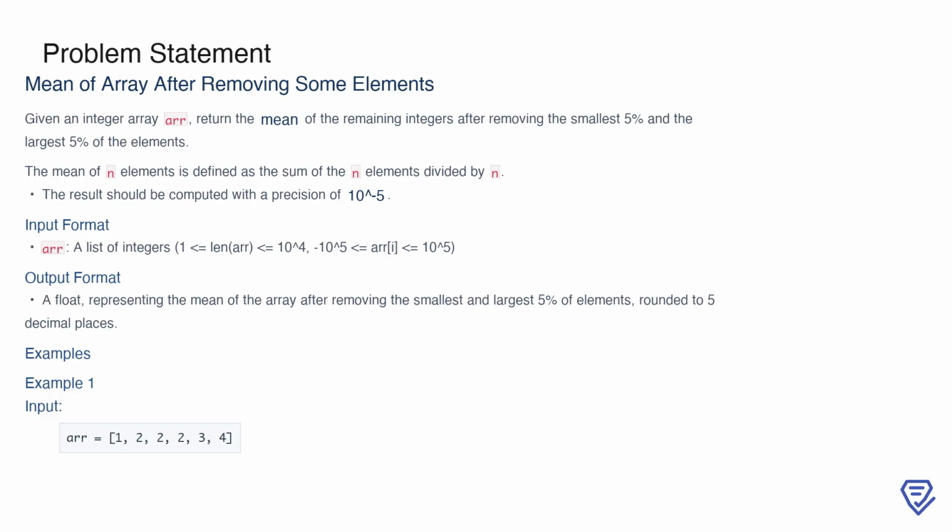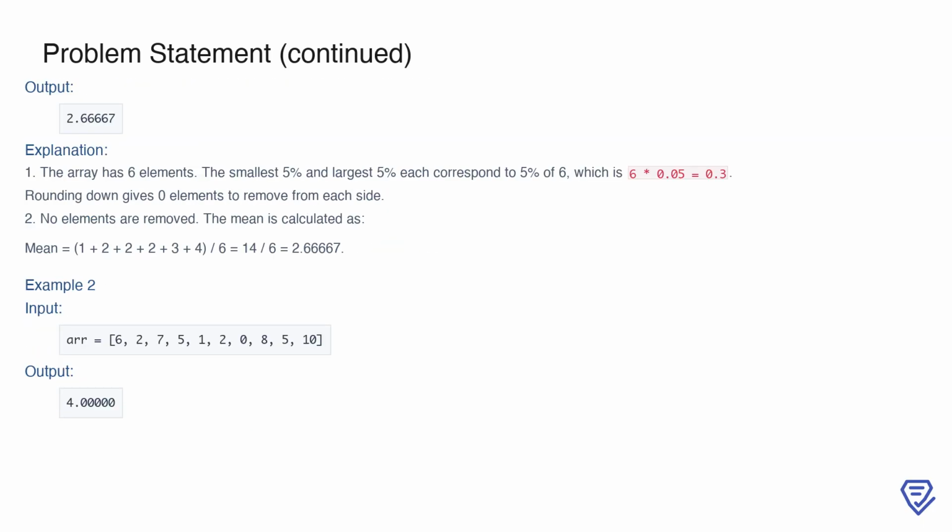The input array can have between 1 and 10,000 integers, and each integer falls within the range of -100,000 to 100,000. The output, in turn, will be a floating point number representing the mean after the specified removals. Let's look at an example to clarify.